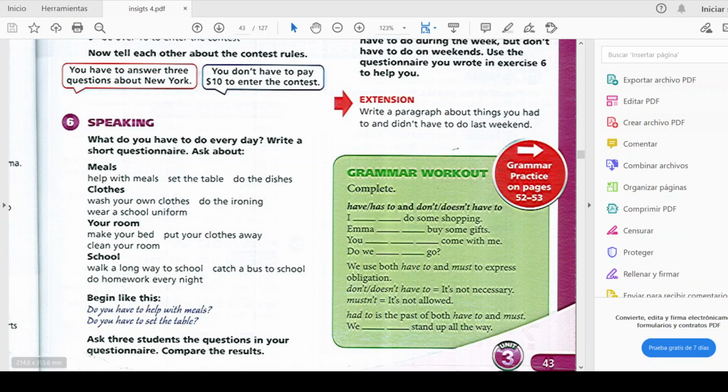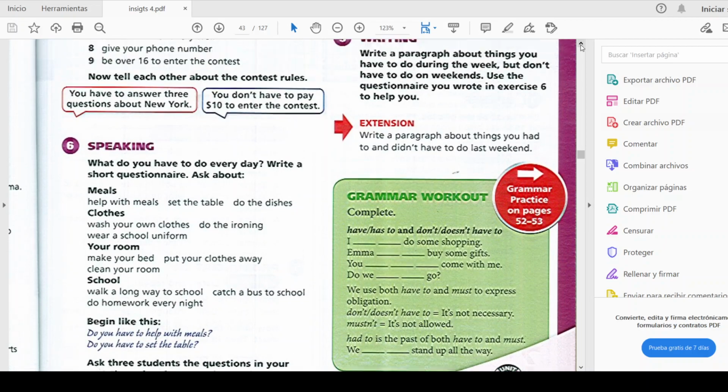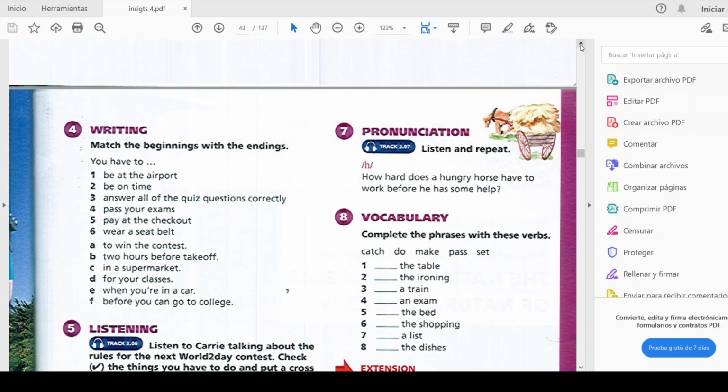But we are going to do the speaking activity in class. So we're going to do it in class. Don't worry about that, not yet. You can practice a little bit, but in class we are going to do it.